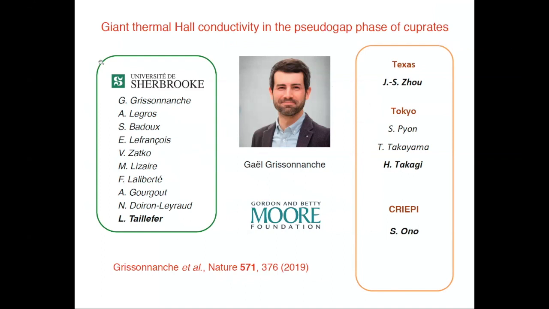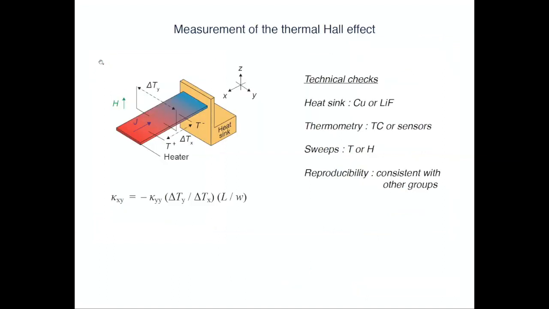And so we're in the process now of trying to understand where this thermal Hall comes from. So thermal Hall, for those who don't know, is the thermal equivalent of the electrical Hall. You send a heat current along the x-axis, a field along the z direction, and you measure the transverse temperature gradient, temperature difference delta T_y. The kappa xy is given by delta T.